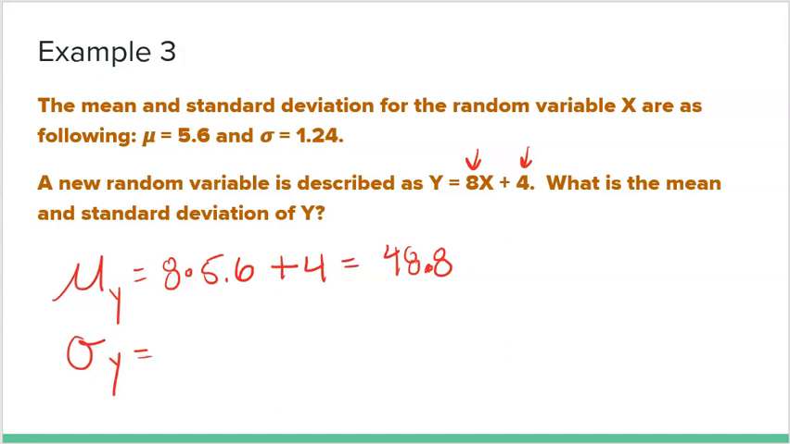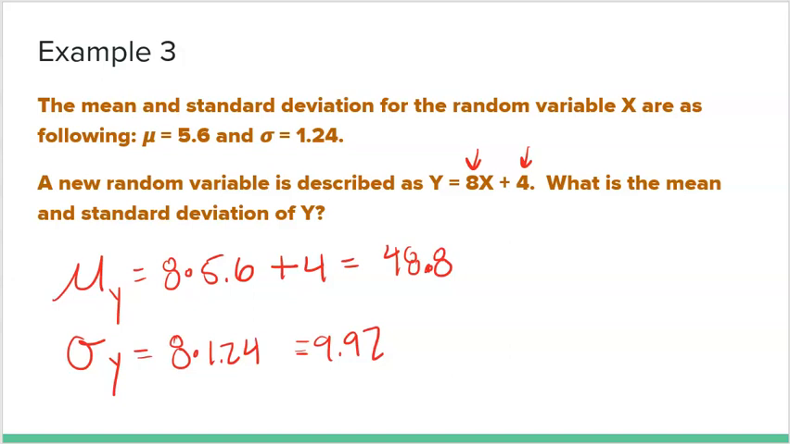But the standard deviation, however, is only going to be impacted by that multiplication. The addition, moving data up or moving data down, moving outcomes up, moving outcomes down, that's not going to affect how spread out the data is. So I'm just going to simply take 8 times 1.24, and I get 9.92. So this is a very common type of AP question to just make sure that you don't get tricked and you don't accidentally add or subtract a constant to a standard deviation, because it does not affect it.